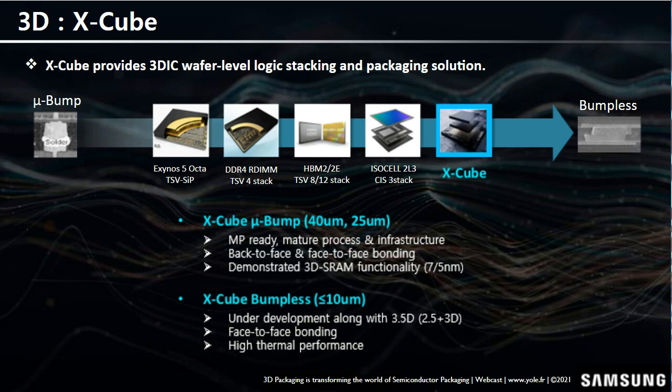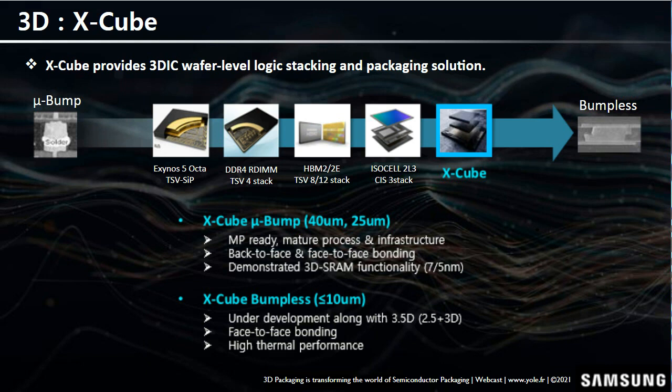Now let me talk about the bumpless technology, so hybrid bonding. For this technology, we are under development along with the 2.5D and 3D. What I mean by 2.5D is actually trying to stack the 3D logic X-Cube on top of a 2.5D interposer. And this X-Cube is more likely based on the face-to-face bonding. That's why we can enjoy the 10 micrometer or less bump pitch. And since this is hybrid bonding connection, we can enjoy very high thermal performance.